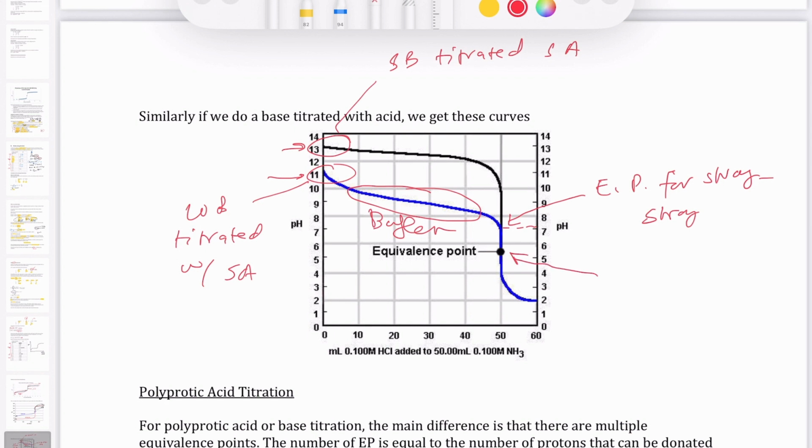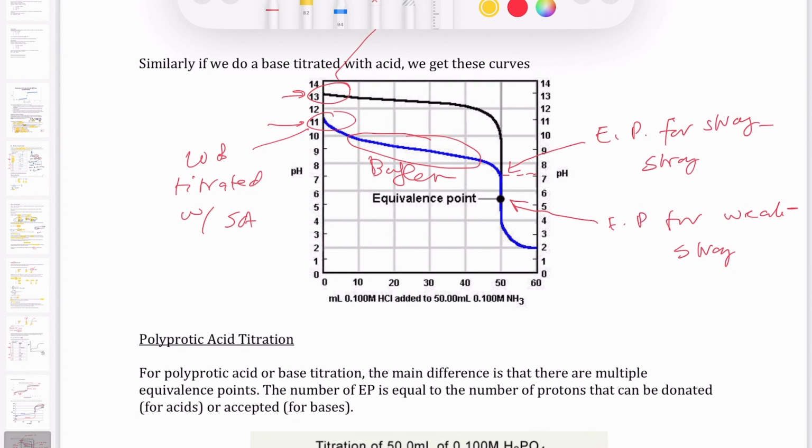This black dot right here represents the equivalence point for the weak-strong titration. So in that case, you can see that the pH is actually less than 7. It's more like around 5.2 or something like that. So that's an acidic pH, which again makes sense because of what happened with a weak base that's been titrated with a strong acid. So just think about the reaction here.